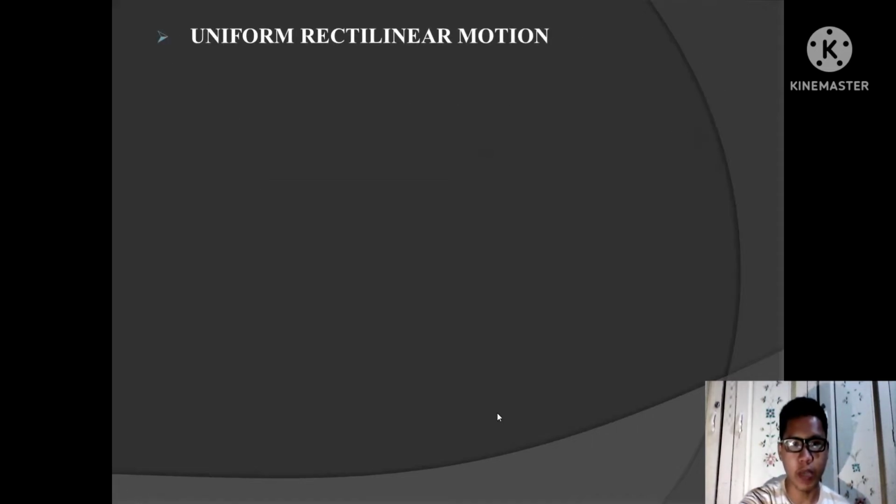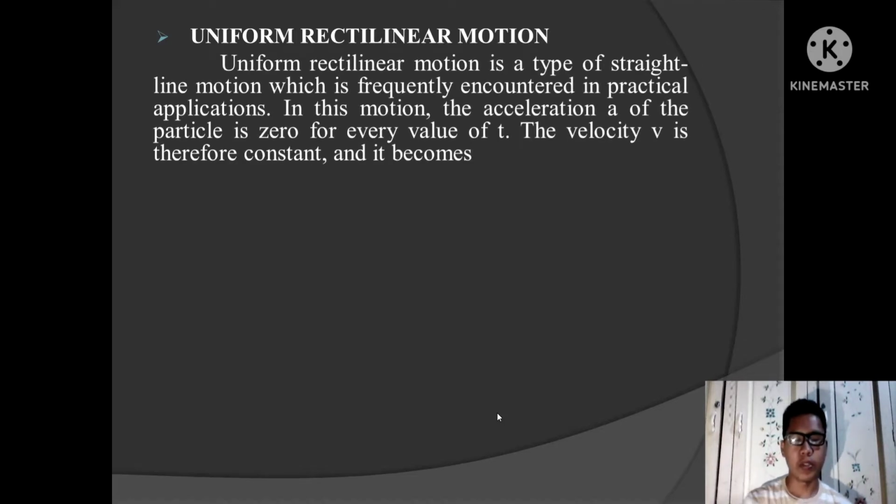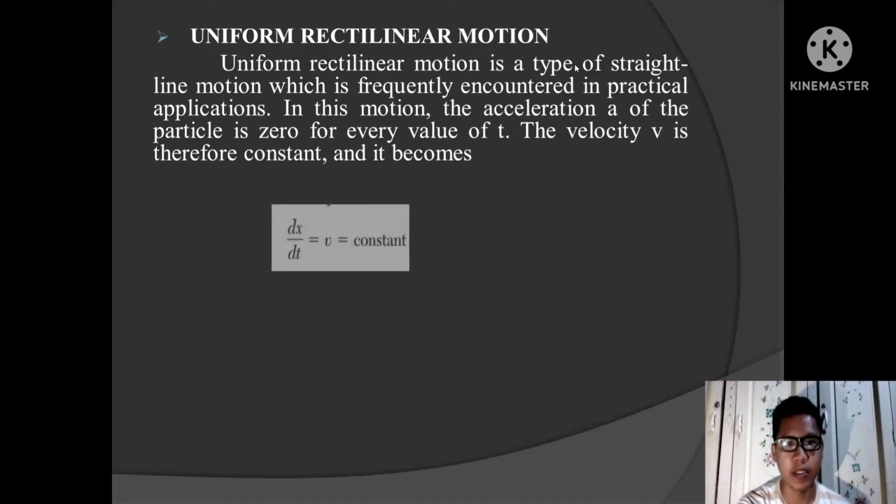The next one is uniform rectilinear motion. As we all know, uniform rectilinear motion is a type of straight line motion which is frequently encountered in practical applications. In this motion, the acceleration a of the particle is 0 for every value of t. So the velocity v is therefore constant, and it becomes this one. Our velocity v is constant.